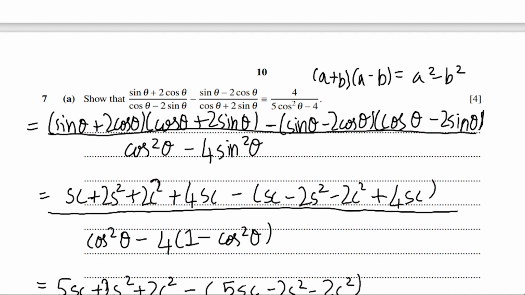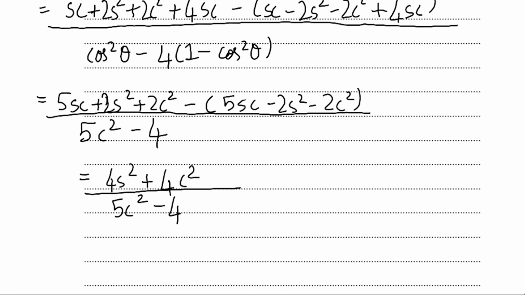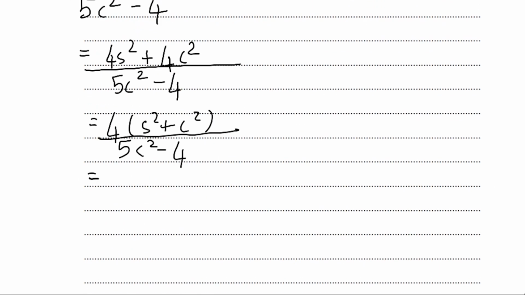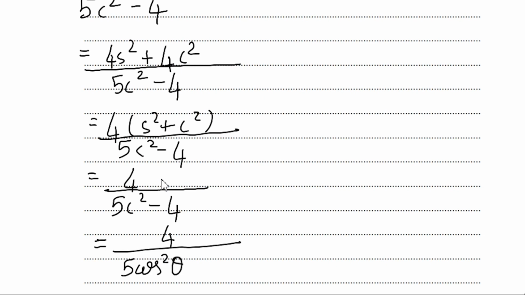Now there is an identity: sin square theta plus cos square theta is equal to 1. So taking 4 as common and then using the identity here, sin square theta plus cos square theta is equal to 1, over 5 cos square theta minus 4. So we have 4 upon 5 cos square theta minus 4, and now we can simply write 4 upon 5 cos square theta minus 4. So we have shown it here.